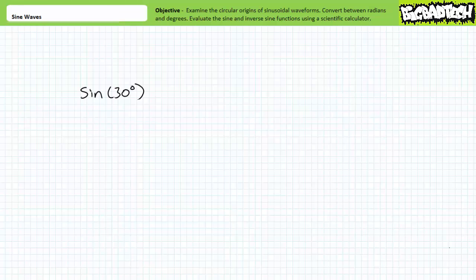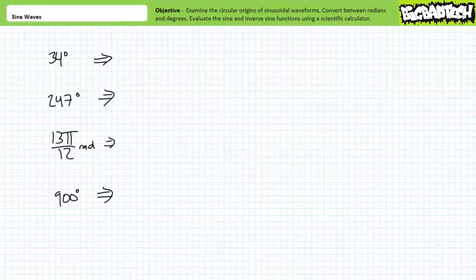For example, let's use the calculator to determine the value of the sine function at 30 degrees. Press second sine, enter 30, close the parentheses, and press Enter. The calculator returns 0.5. Too easy.